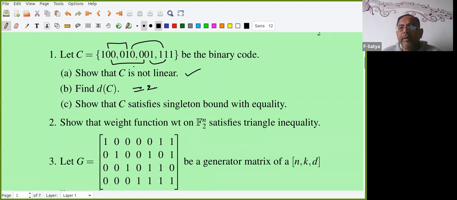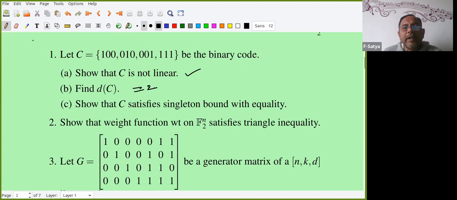I don't think there is any problem now. Is it okay, Kaustav? Now onwards it is clear. Distance is clear? Distance is the minimum out of all the distances. That is called distance of the code. That is equal to 2.